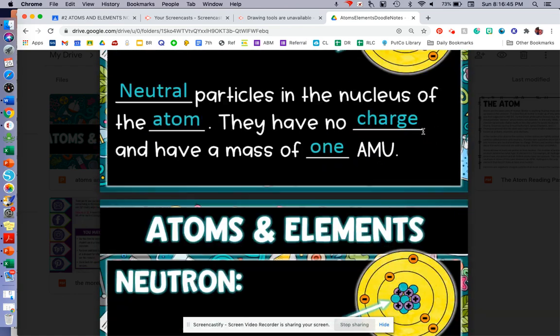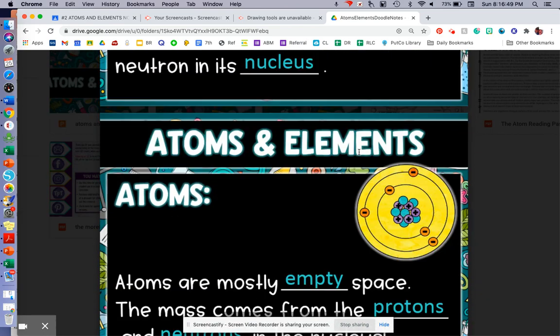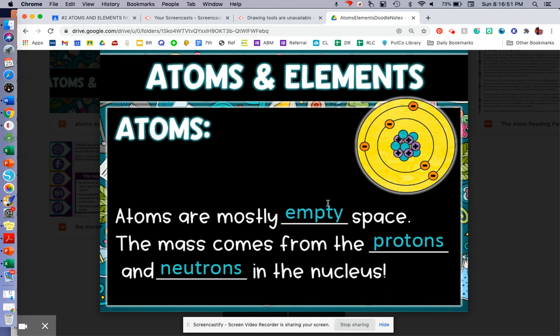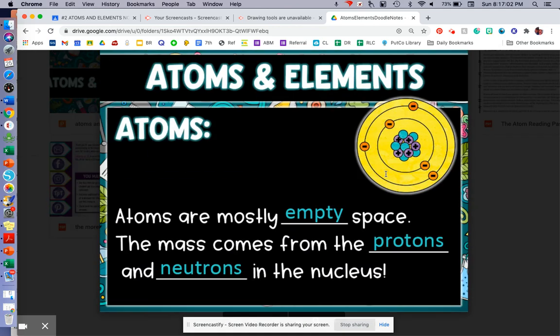All right, so let's look at one of our boxes on the periodic table, because by and large, our issues were not with the atom itself, but more with trying to read the periodic table. So let's pause for a second.